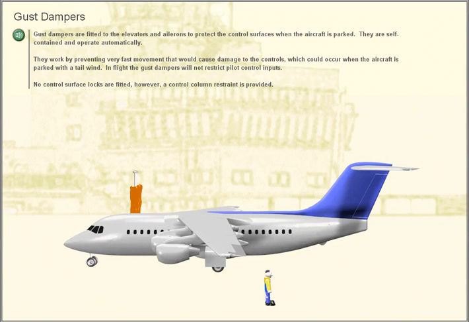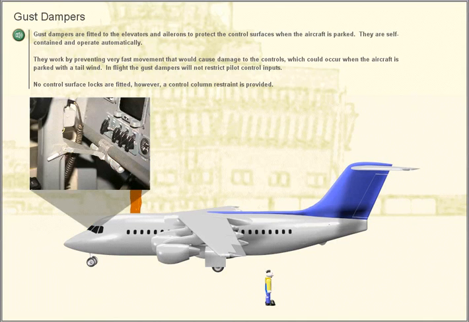Gust dampers. Gust dampers are fitted to the elevators and ailerons to protect the control surfaces when the aircraft is parked. They are self-contained and operate automatically. They work by preventing very fast movement that would cause damage to the controls, which could occur when the aircraft is parked with a tailwind. In flight, the gust dampers will not restrict pilot control inputs.